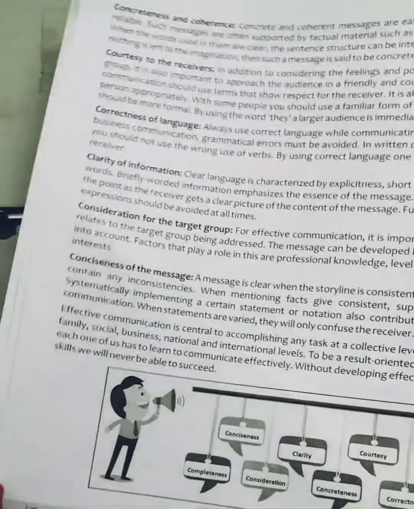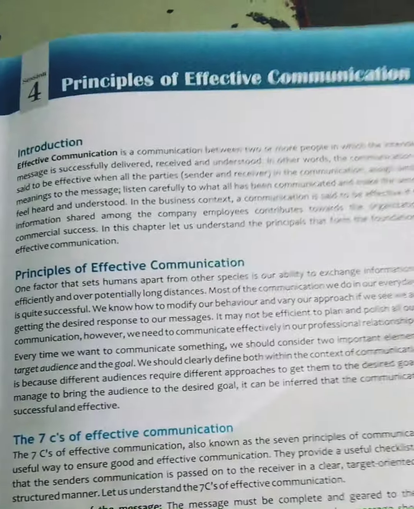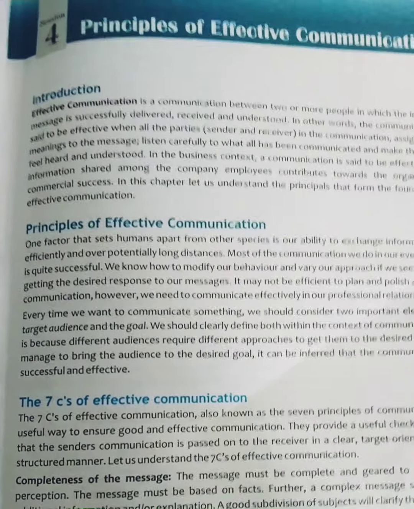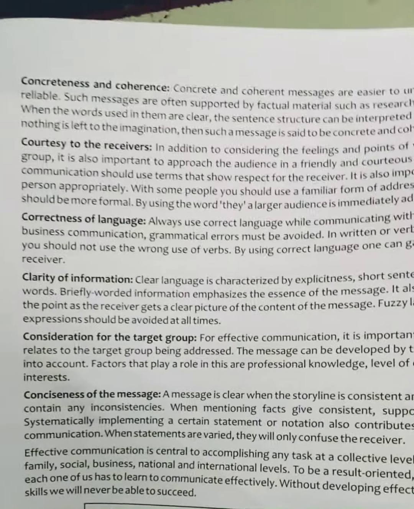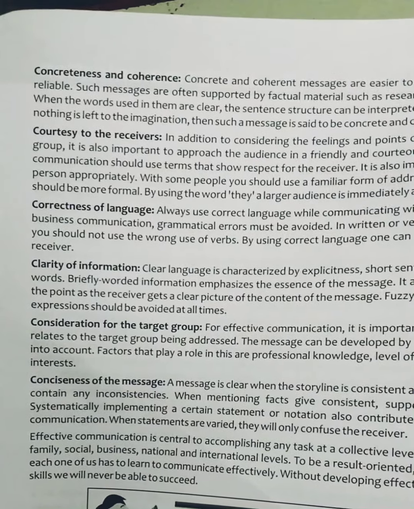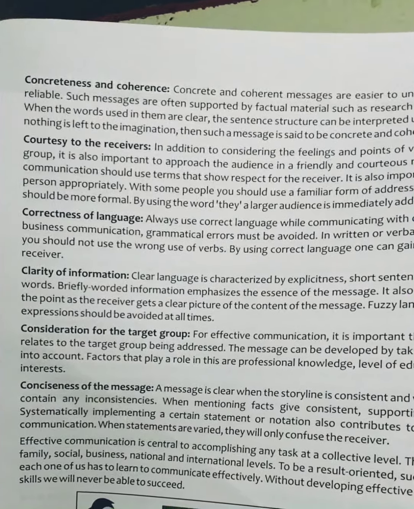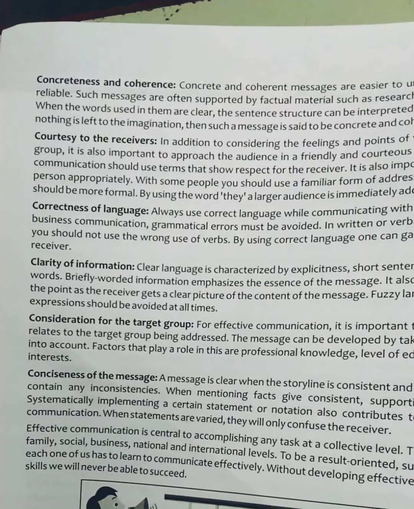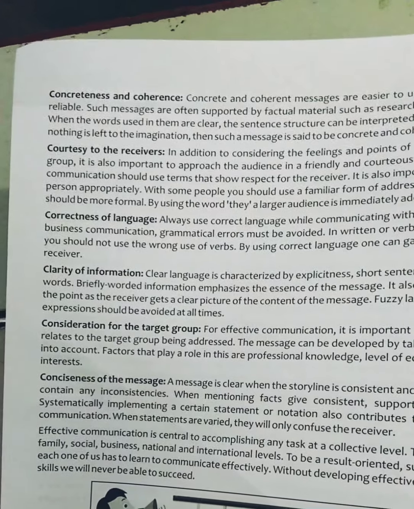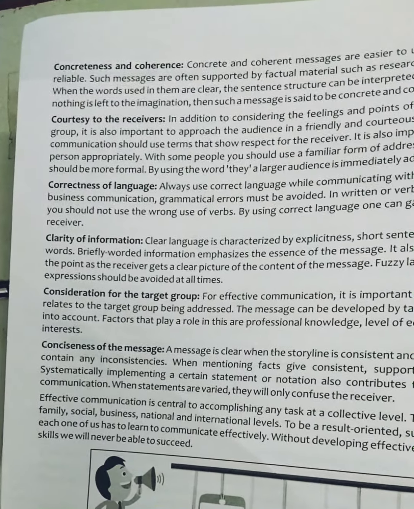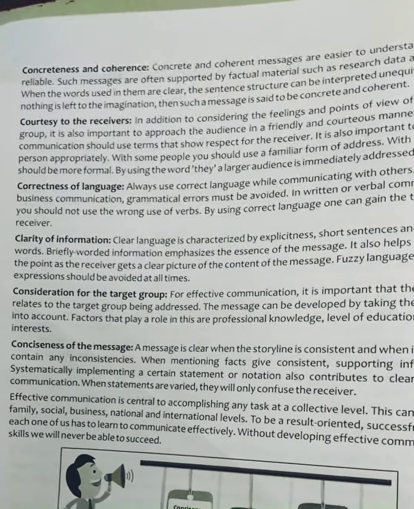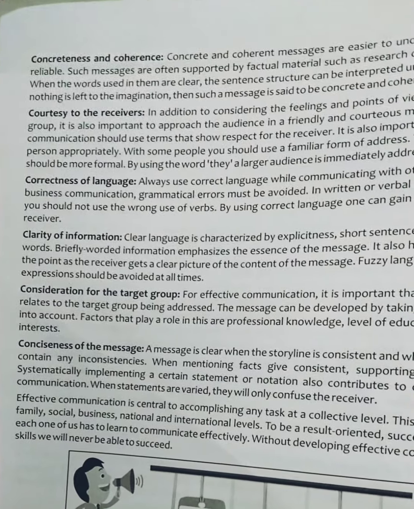Once again, let's do a quick revision. Here, the 7 C's of effective communication. The first one is completeness of the message. Your message should be complete for the communication. The next one is correctness and coherence. Your language and your message should be correct and coherent to the receivers or the people. Courtesy to the receivers. You have to make sure your language is really fine and show courtesy to the receiver. The next one is correctness of language.